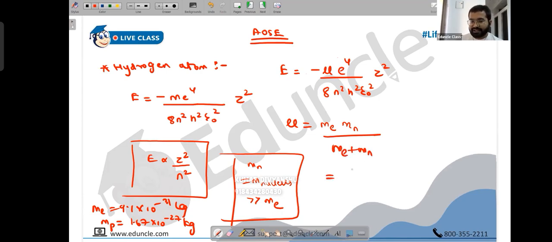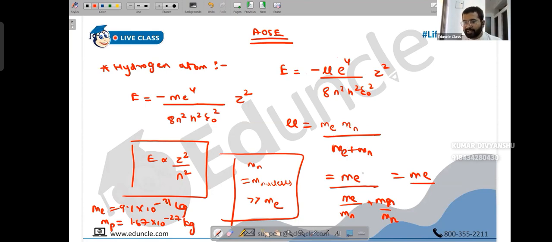Okay. So you throw mn in the denominator, and we get me upon mn plus mn upon mn. I've just thrown mn in the denominator. Me upon mn is negligible, about 1 upon 10,000. Actually, if you take the proper ratio, we get 1836, because it's 9.1 and 1.67. But 1 upon 1,836 is still very negligible, so call it approximately 0. And mn upon mn cancels to give 1, and hence mu becomes equal to me.